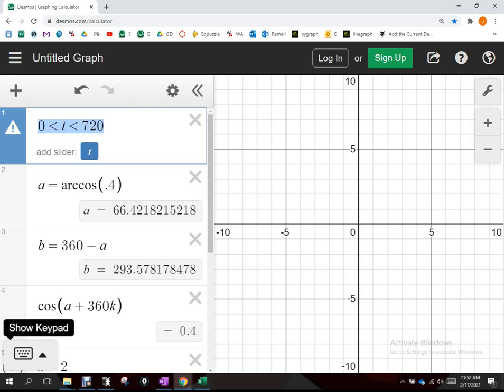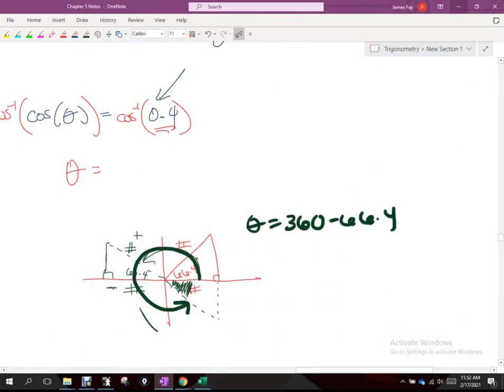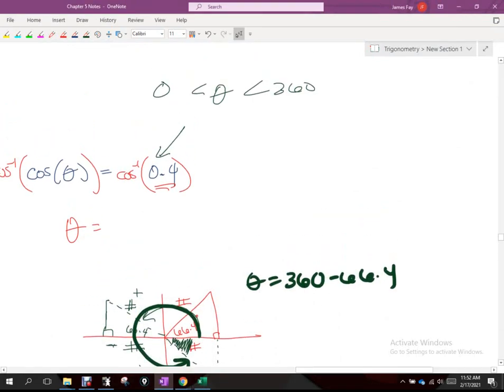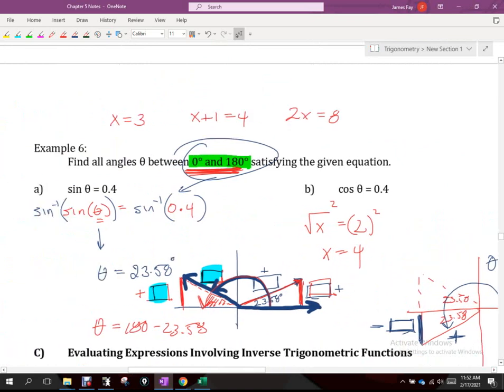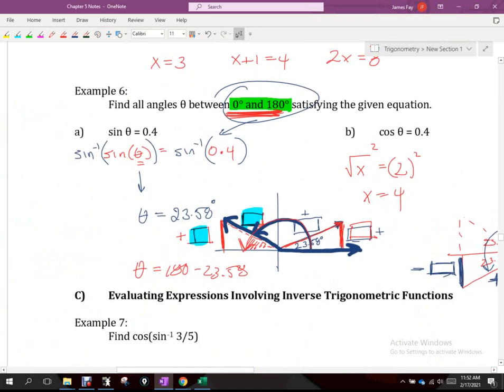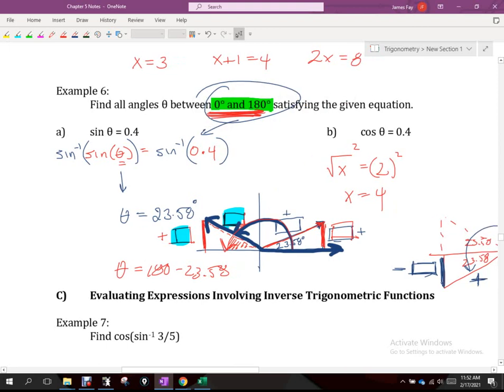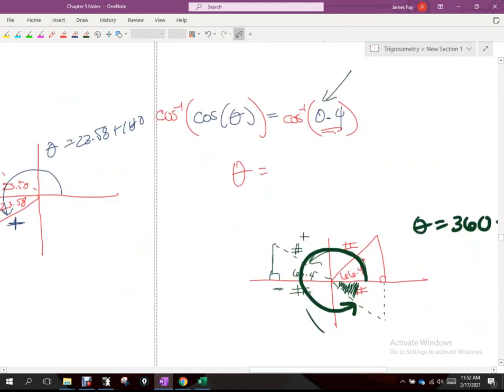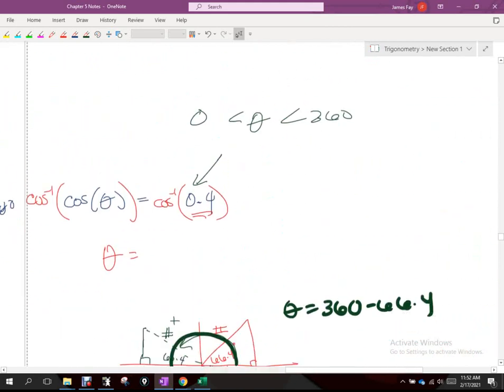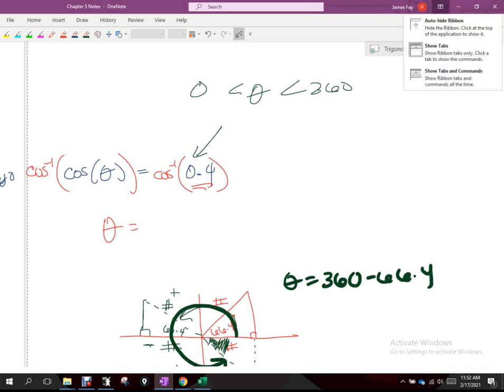if we don't provide a condition for what we want our solutions to be on, okay? If they don't provide a condition, so they might just say, find all angles theta satisfying the given equation, and they don't give you that condition of a solution interval, then you assume that there's an infinite number of solutions. And basically what you would do is you would find the two between 0 and 360.